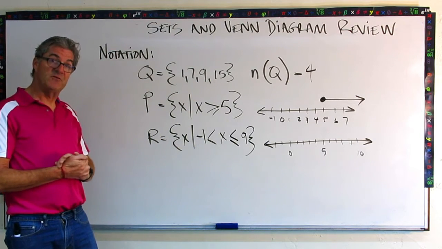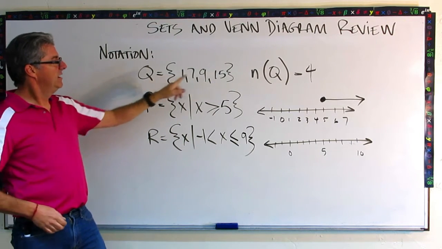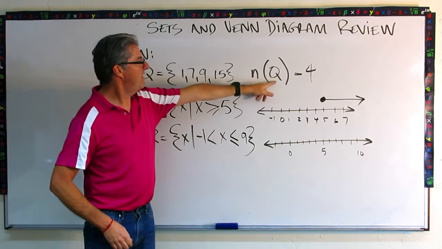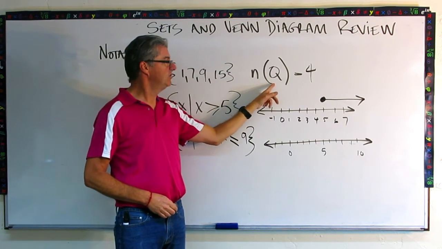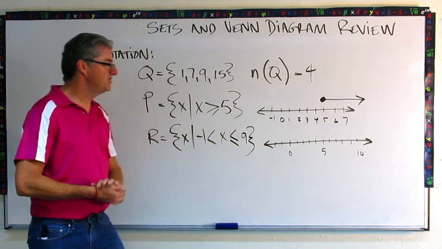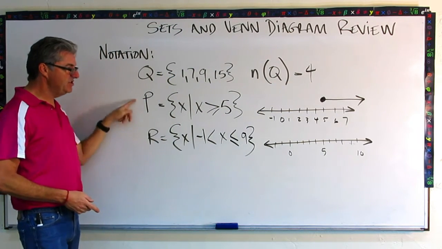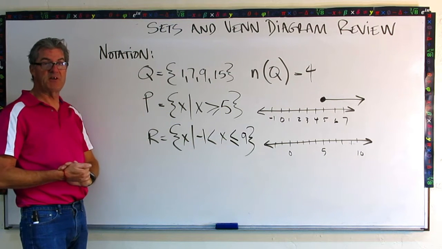We had another little piece of notation that we had to work about. The lowercase n followed by Q is asking how many elements are in Q. So in this case, that's 4. Pretty straightforward. Now we had this interval notation, and we also graphed them on number lines.